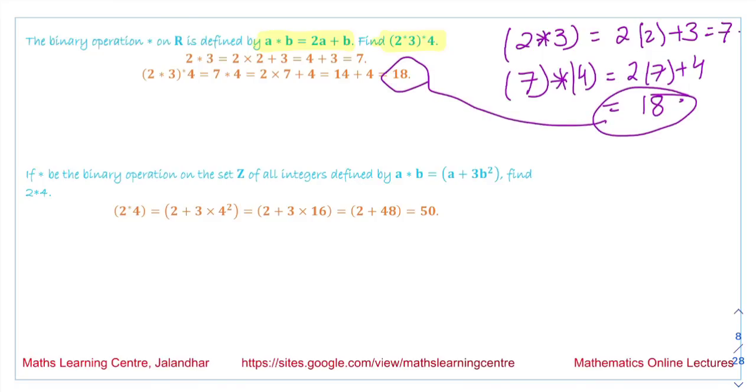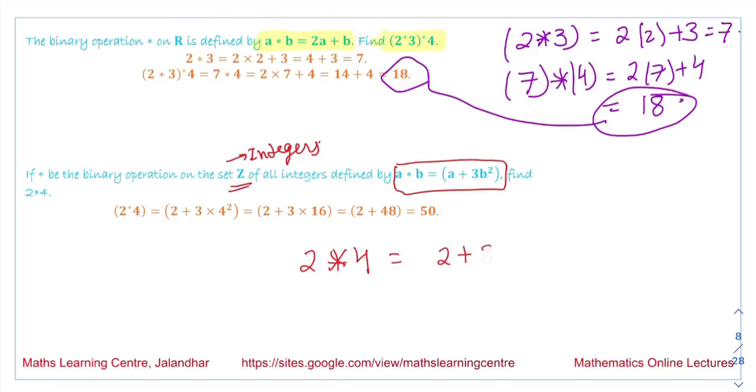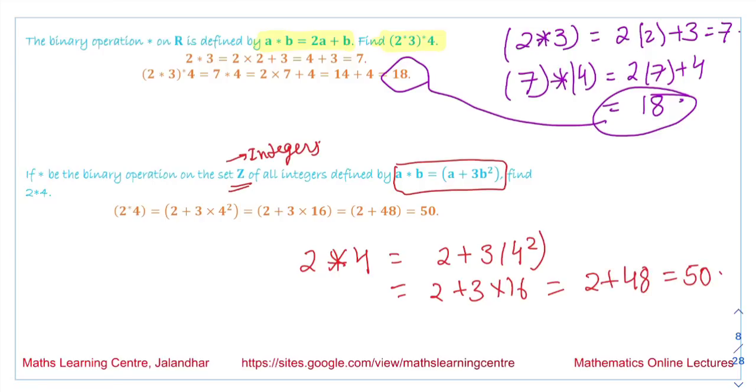Next, if star is the binary operation on the set of integers defined by a star b is equal to this, we have to find 2 star 4. So 2 star 4 will be 2 plus 3 into 4 square. This is 2 plus 3 into 16, that is equal to 2 plus 48, that is equal to 50.